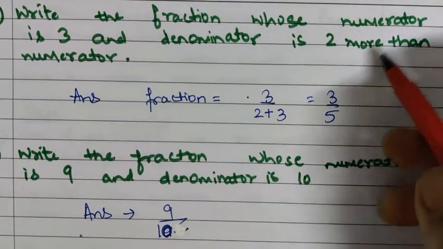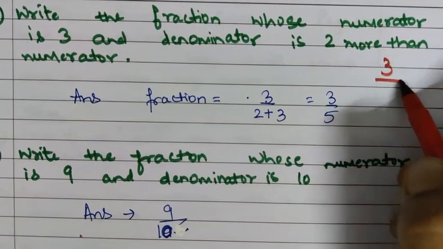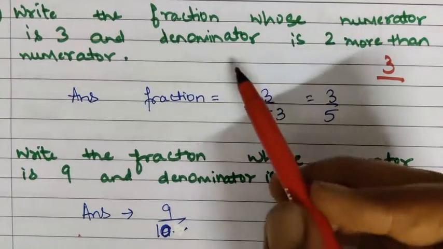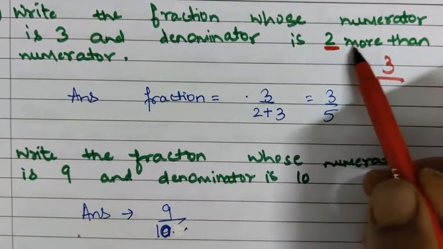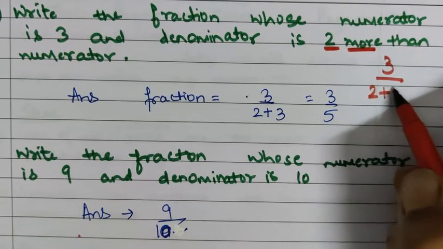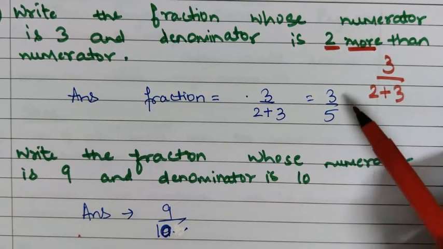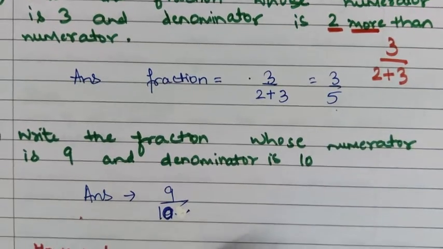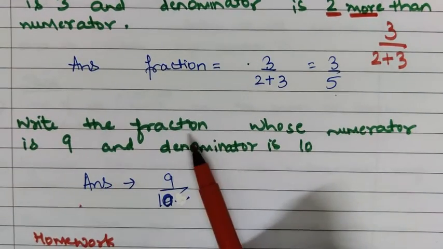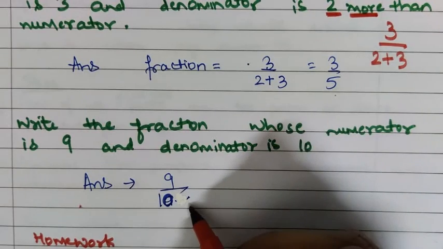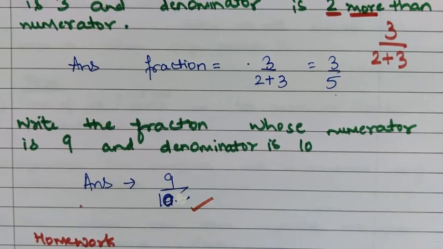Now numerator is 3. So let us write 3 in the numerator. Denominator is 2 more than 3 means 2 plus 3. So what we get? We get 3 upon 5. Next is, write the fraction whose numerator is 9 and denominator is already given, that is simply 10.